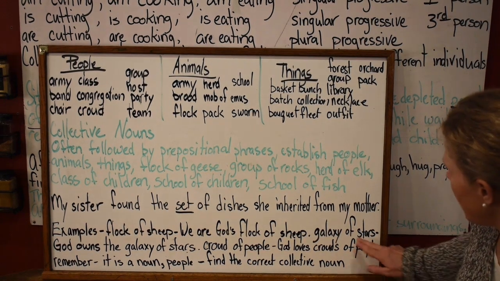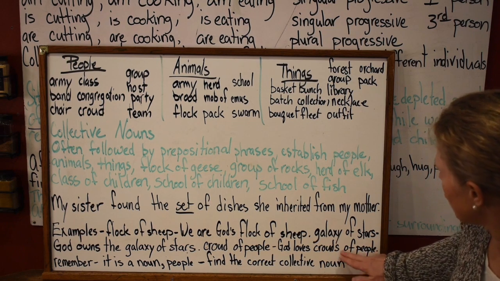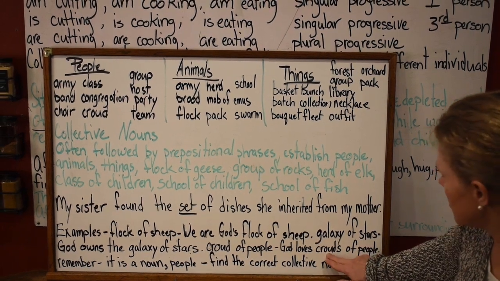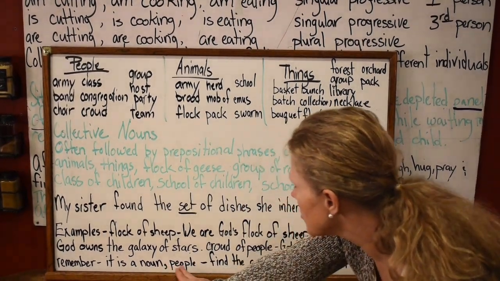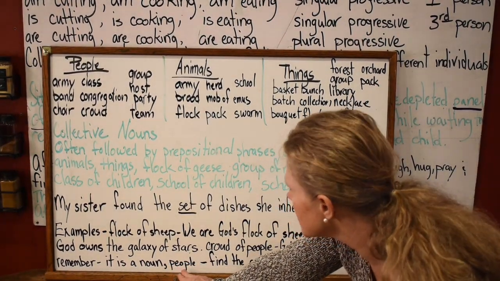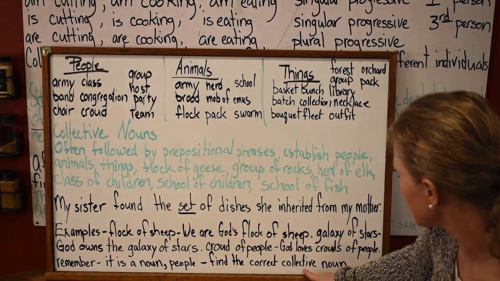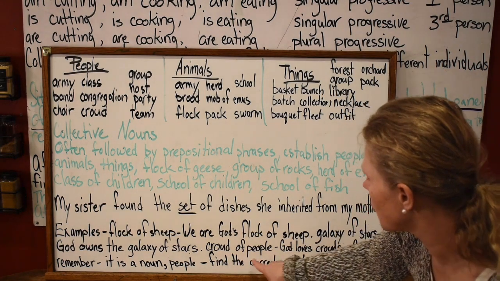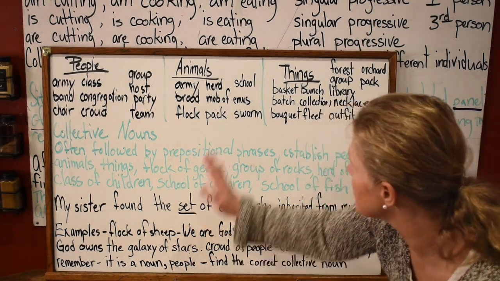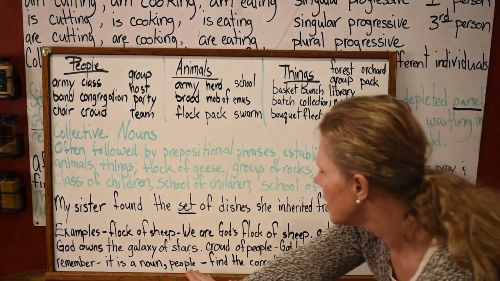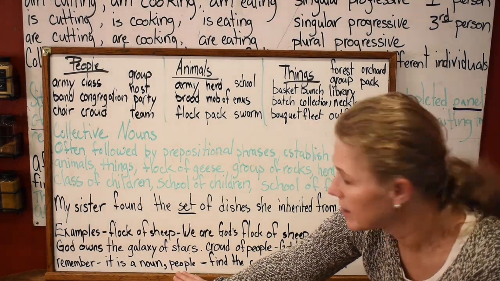So see how we have our prepositions describing our prepositional phrases acting as adjectives describing our nouns. Remember, it is a noun with people, right? Oftentimes we're going to see our nouns with people. Find the correct collective noun. Make sure you find the correct collective noun. Now we do obviously have collective nouns and animals and things, but I want you to remember how to really find them with people.